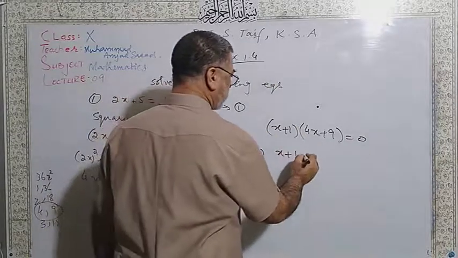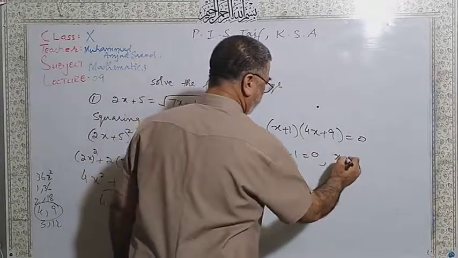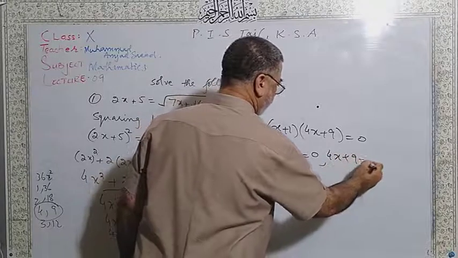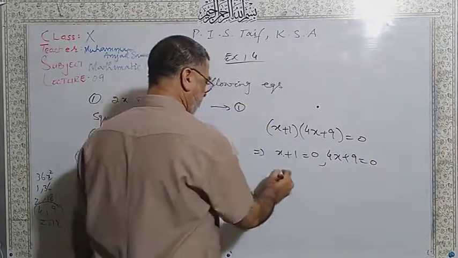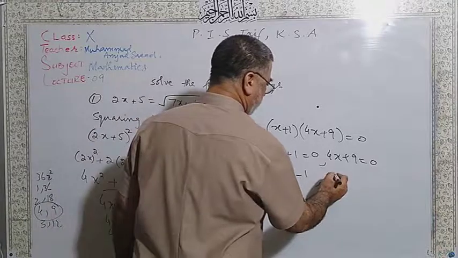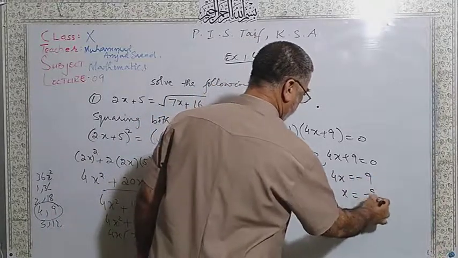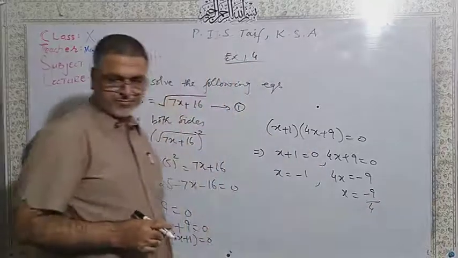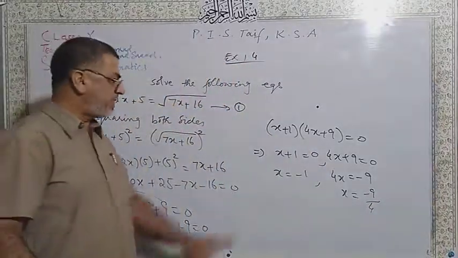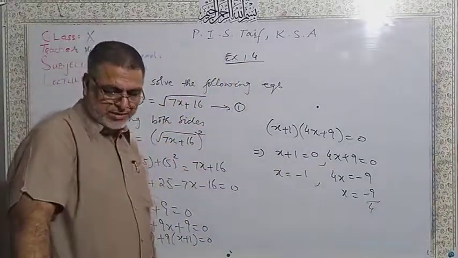Implies that x plus 1 is equal to 0 and 4x plus 9 is equal to 0. x is equal to minus 1 and 4x is equal to minus 9, so x is equal to minus 9 over 4. Dear students, these are the two values of x.